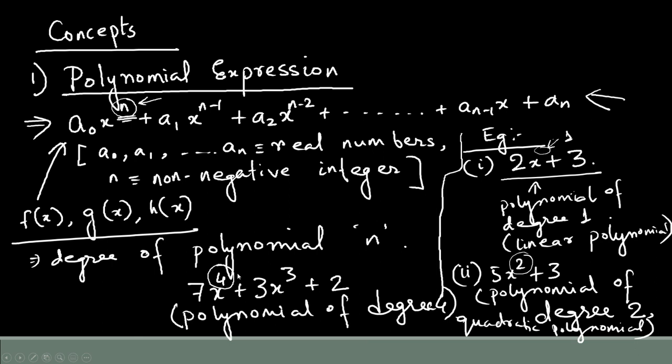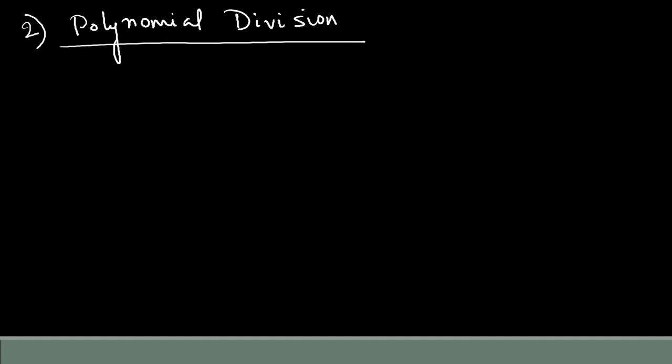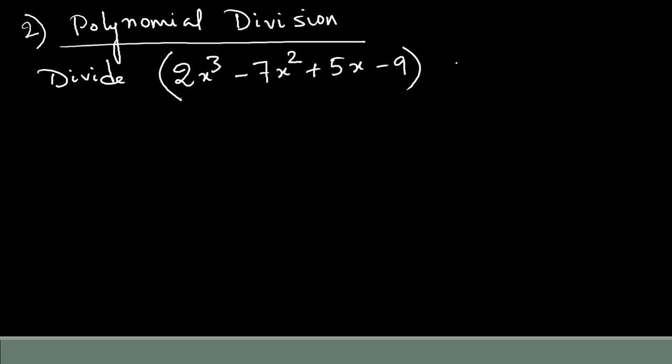Now we will move to the next concept. Now we will learn how to do polynomial division. Let's say you want to divide 2x cube minus 7x square plus 5x minus 9 by 2x minus 3.